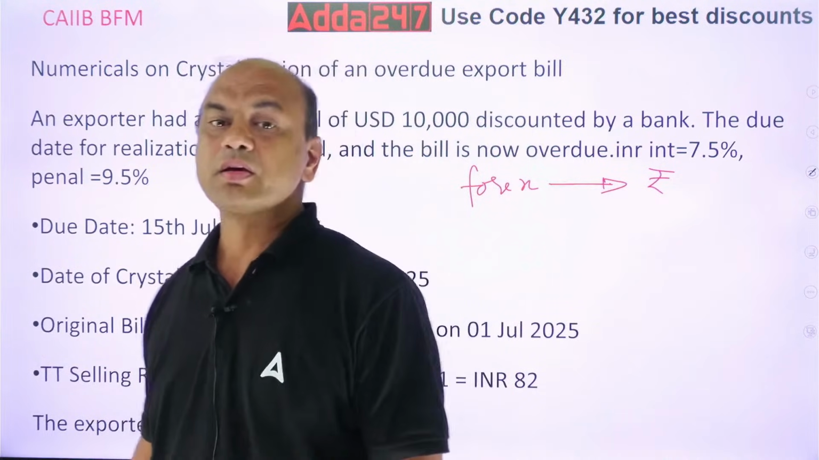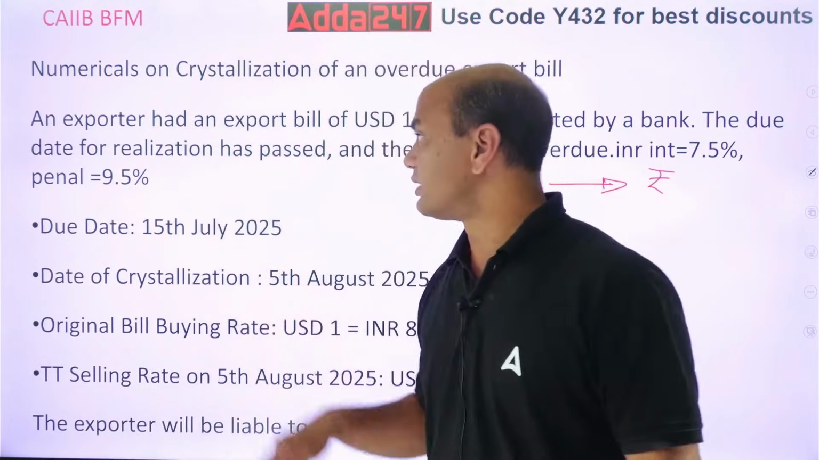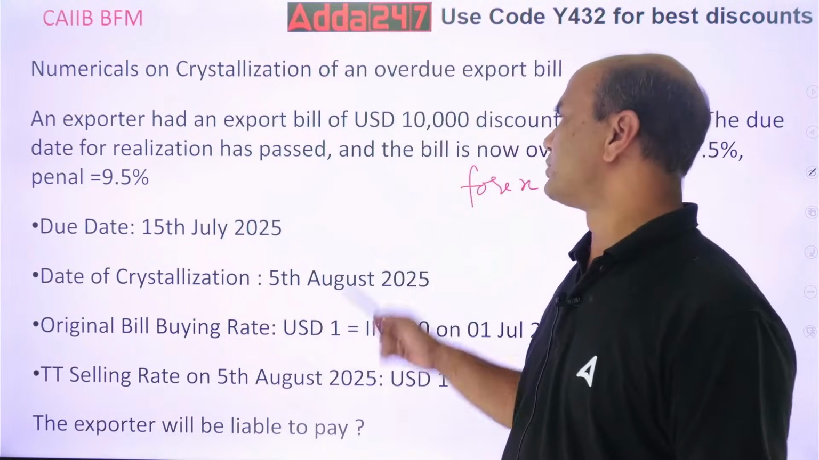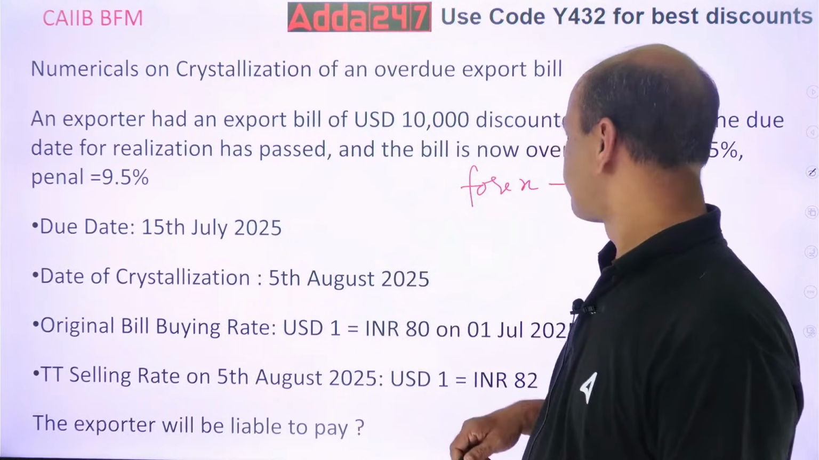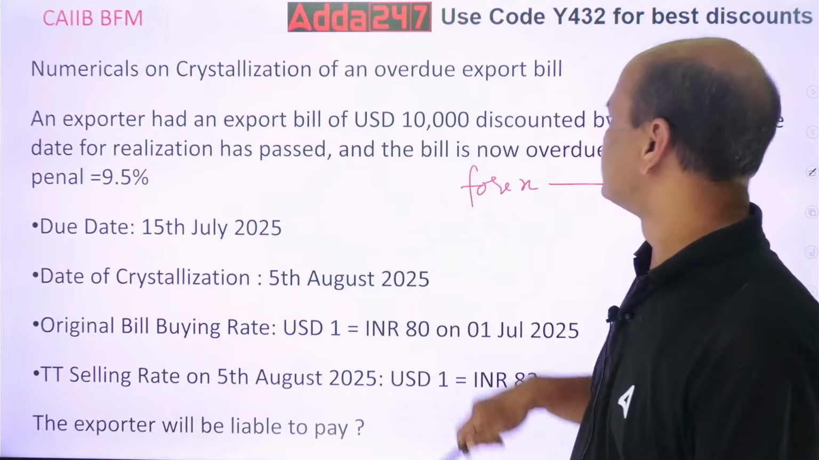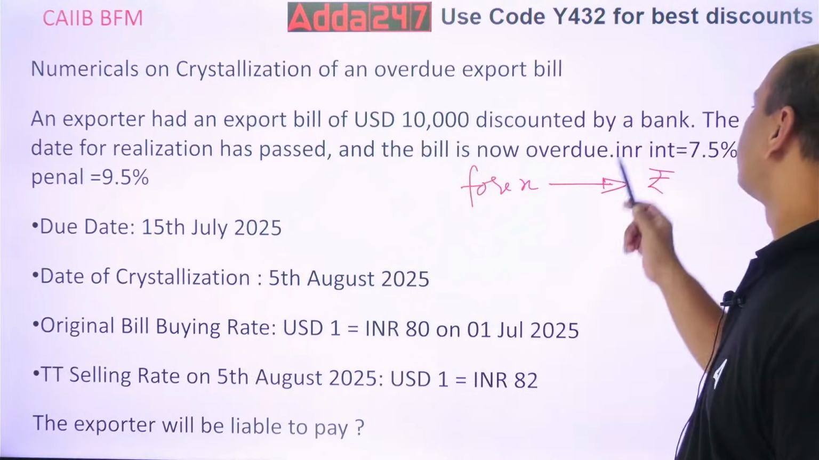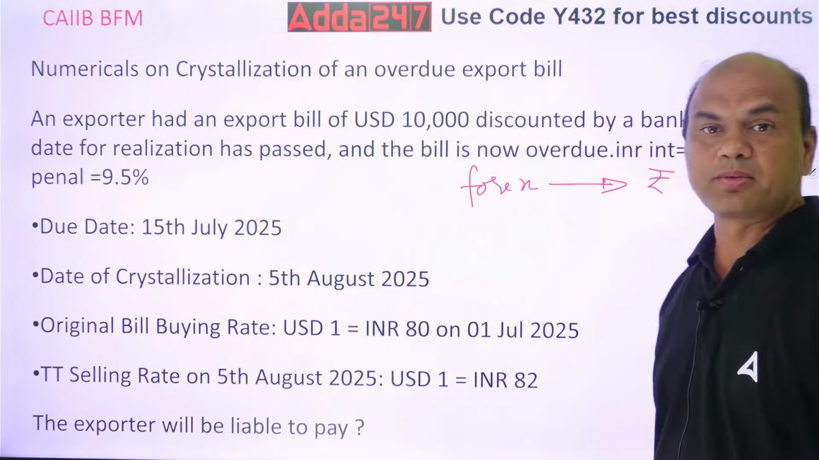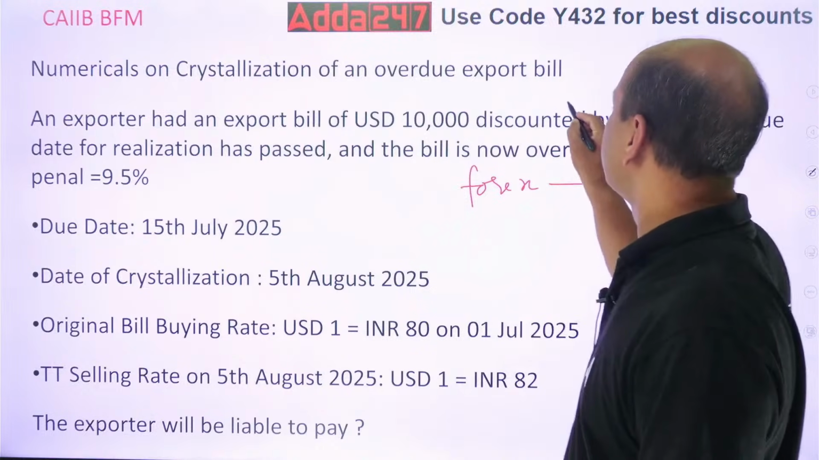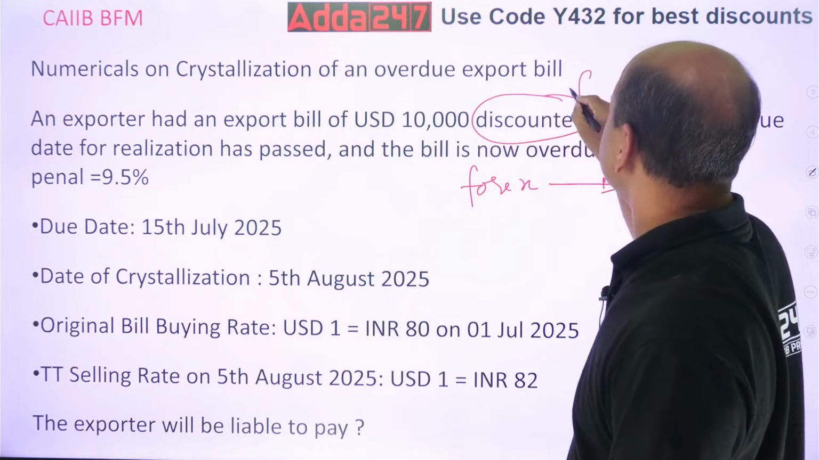Okay. Now, what is this numerical? An exporter had an export bill of USD 10,000 discounted by the bank. Discounted by the bank means what? The bank had given the finance. This was financed.